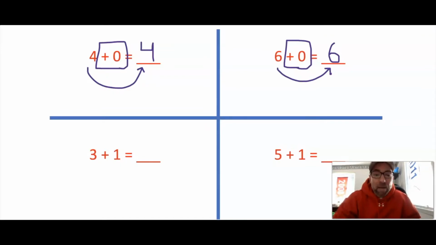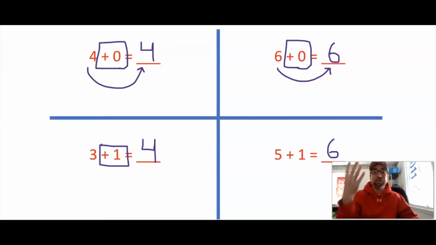All right, good. How about 3 plus 1? Did you get 4? And 5 plus 1, did you get 6? Remember that when we add 1, it's like counting. After the number 3 comes 4. After the number 5 comes 6.